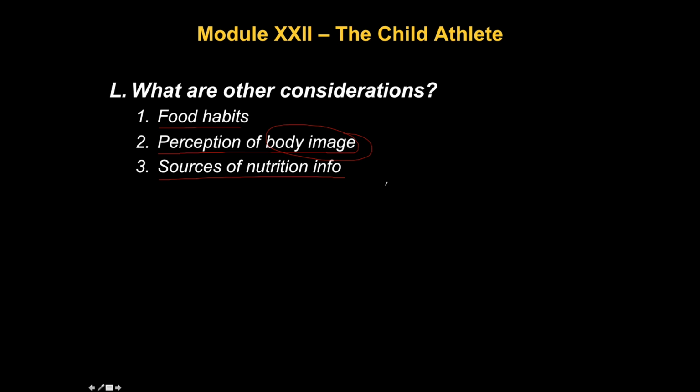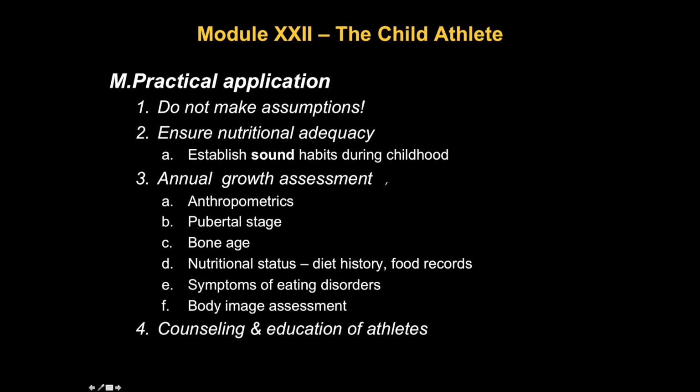and not affect their performance accordingly. So the practical application here, we never want to make any assumptions across the board, particularly with children. So we want to ensure nutritional adequacy, establish sound nutritional habits during childhood so that they are just accustomed to that's the way things are done. We want to perform an annual growth assessment, and that could mean looking at anthropometrics, so physical body measurements, looking at the pubertal stages, the Tanner stages of development, looking at bone age versus the chronological age, and determining maturational status. We want to look at nutritional status, taking a look at the diet history and food records.